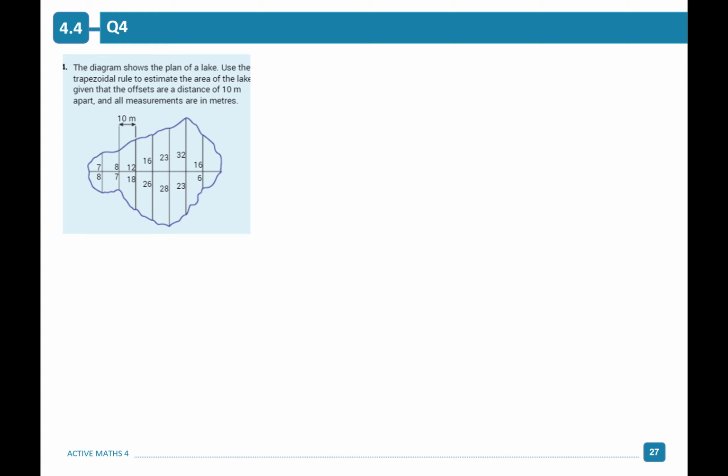Let's try another question. In question 4, we're told that the diagram shows the plan of a lake. Use the trapezoidal rule to estimate the area of the lake, given that the offsets are a distance of 10 meters apart and all measurements are in meters. The first thing we know is that we're going to use our trapezoidal rule, so we write it down. Our area is equal to h over 2 times the first height plus the last height plus 2 times the sum of the heights in between.